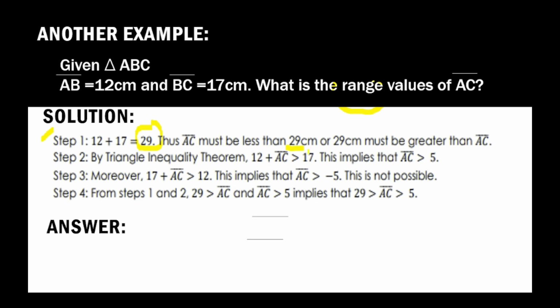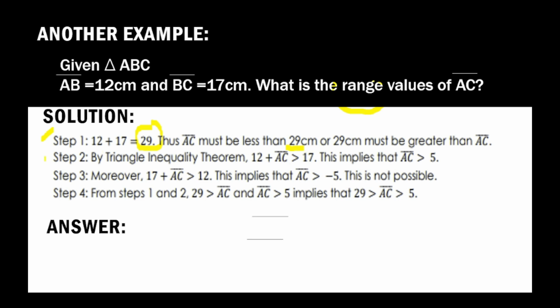Kasi ang sabi doon sa ating theorem, the sum of the two sides must be greater than the third. So, kung ang side nung natitirang AC ay mas mataas pa sa 29, mamamali na yung ating inequality. So, dapat daw, yung side AC must be less than, mas mababa sa 29. Para yung 12 plus 17, 29, greater than, mas mababa siya sa 29.